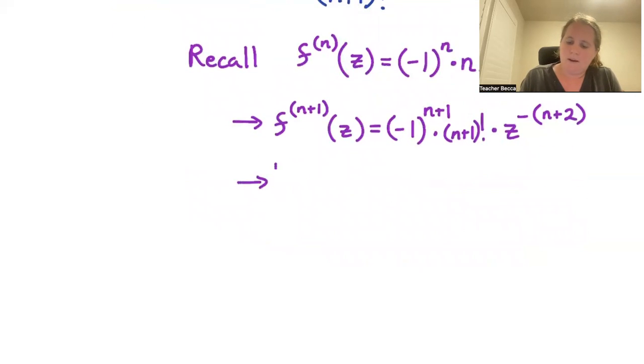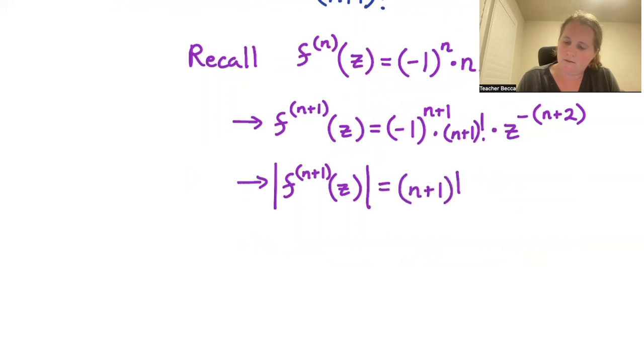And that means that the absolute value of the n plus first derivative evaluated at z should be equal to n plus 1 factorial times z to the negative n plus 2, or times 1 over z to the n plus 2.